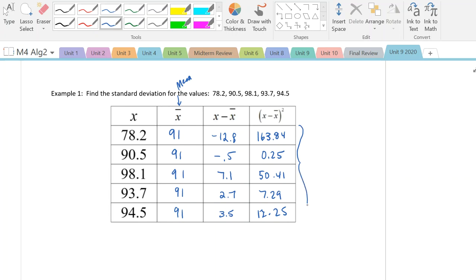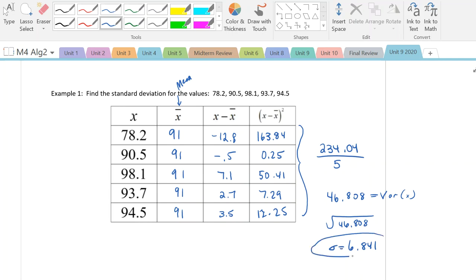So when I add them up, it's 234.04, and then I'm going to divide that by 5. That gives us 46.808, and then I'm going to take the square root. So this would be my variance. And when I take the square root of that, I get 6.841. So that's what our standard deviation is. Okay.